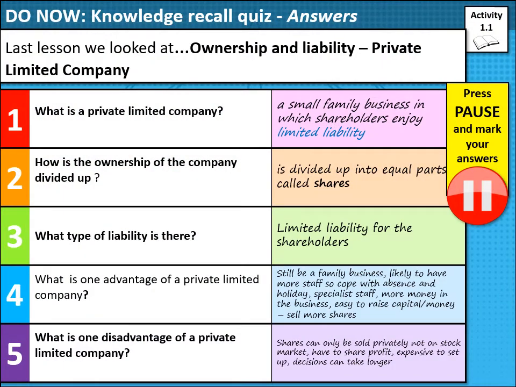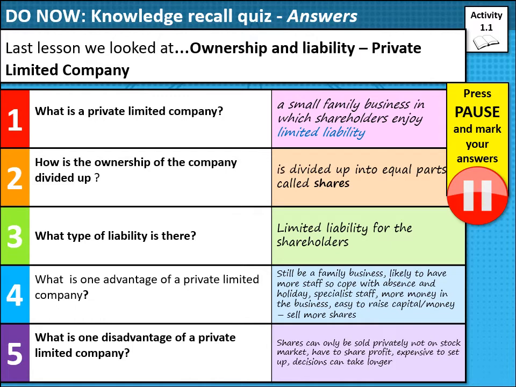So let's have a look at the answers. A private limited company is a small family business in which shareholders enjoy limited liability. How is the ownership of the company divided up? It's divided up into equal parts called shares. What type of liability is there? Limited liability for the shareholders, which means they are only liable for the money that they put into the business.